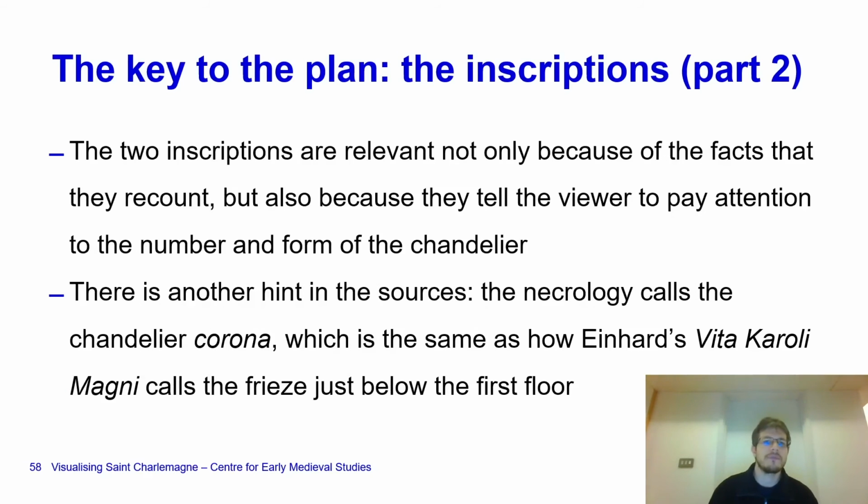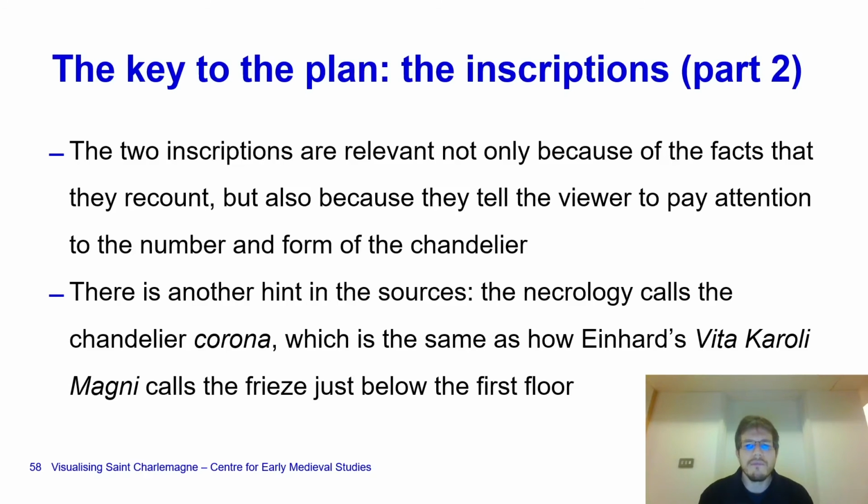The 2 inscriptions are relevant not only because of the facts that they recount, but also because they tell the viewer to pay attention to the number and form of the chandelier. So as I noted earlier, this is very crucial. They are telling us something about the symbolism. There is another hint in the sources.